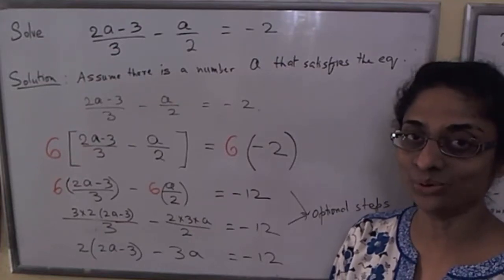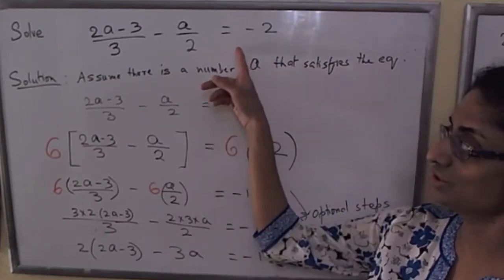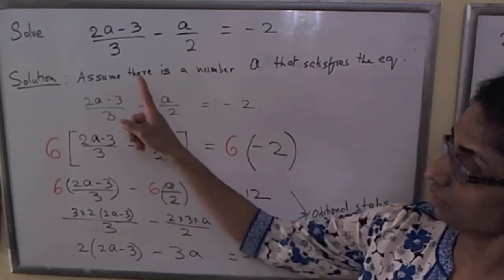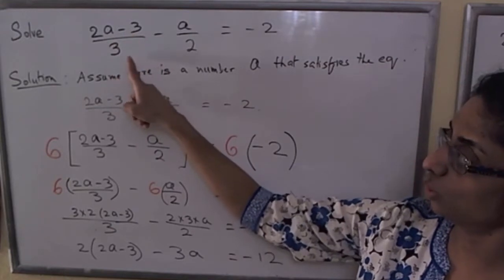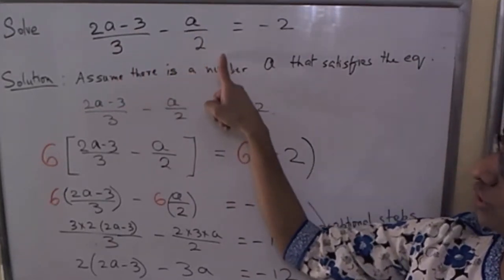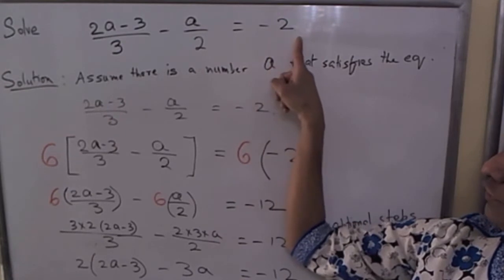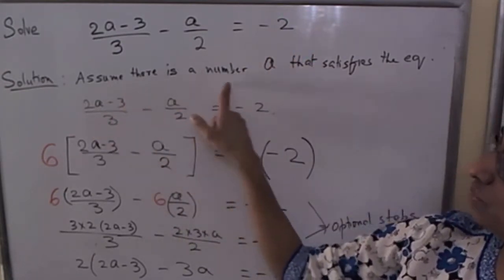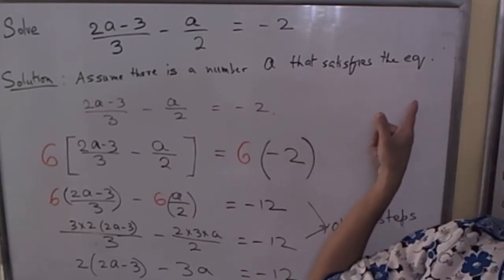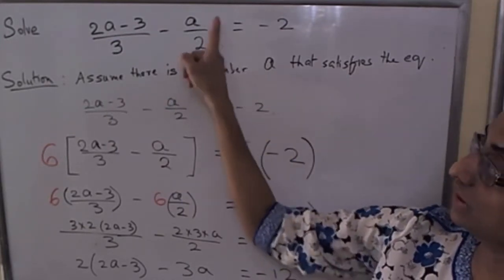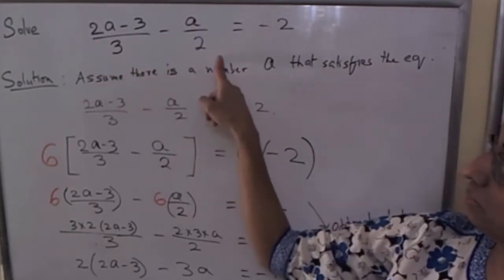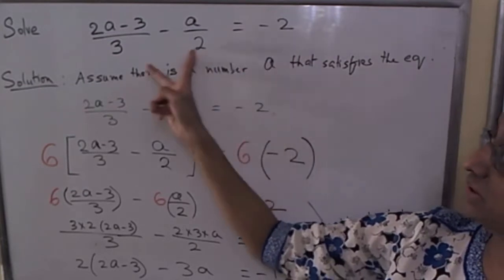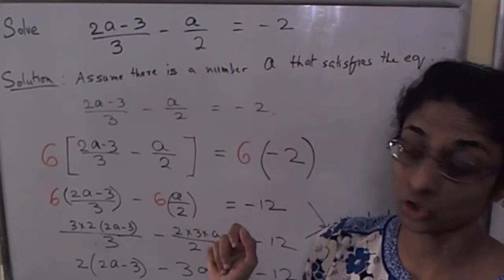Hi, in this video, let us solve this equation and also discuss the correct write-up style. So here we have (2a minus 3) over 3 minus a over 2 equals negative 2. A good starting line would be: assume there's a number a that satisfies the equation. This a is a number, and this is the number negative 2. The two numbers are equal in the sense that they're the same point on the number line.